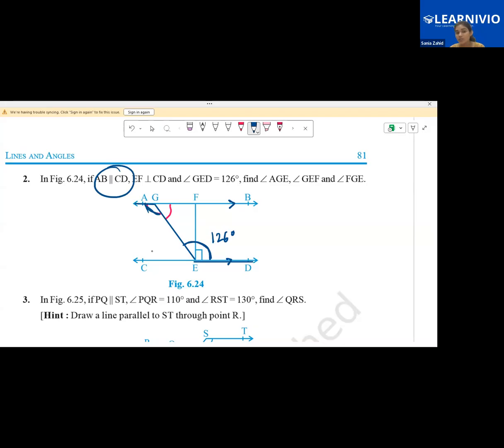Now, how will you find this angle, angle FGE? There are two ways you can do this. One way, you can directly apply linear pair: this angle plus this angle will be 180 degrees. So you'll do 180 minus 126 degrees. You will get 54 degrees. Right? You can do it. Another way of doing this question is a long method, but still you should know.